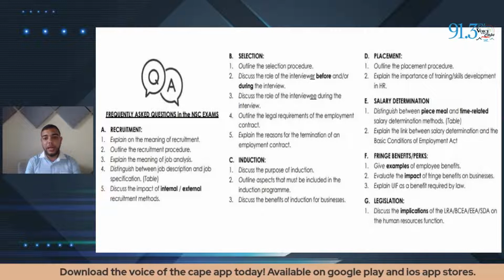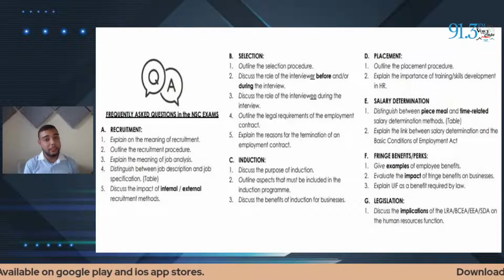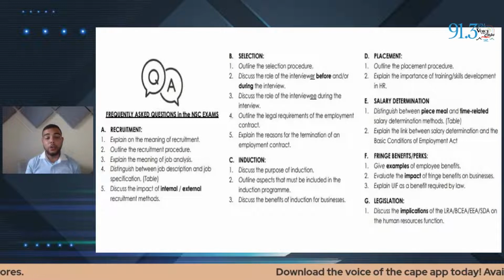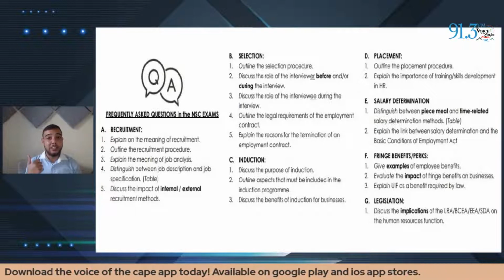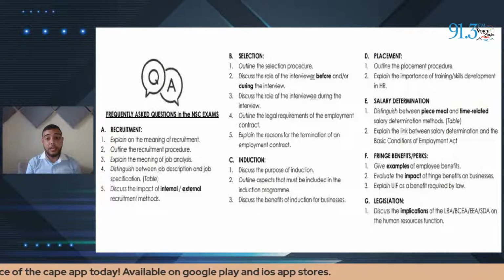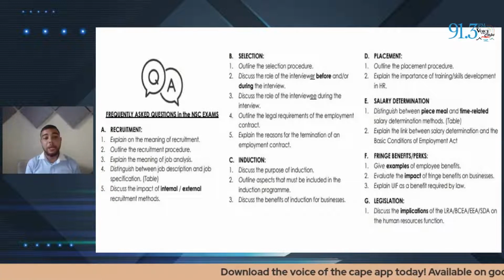All you need to know here, and the only thing that you actually need to know here, is piecemeal and time related. Piecemeal, you get paid per item that is being made. Time related, you are paying per hour or the amount of time that you are working. Your fringe benefits, you need to give examples such as, again, your housing allowance, your car allowance, your provident fund, as well as your medical aid. You need to evaluate the impact of the fringe benefits, meaning positives and negatives.